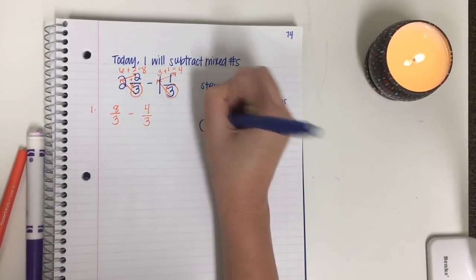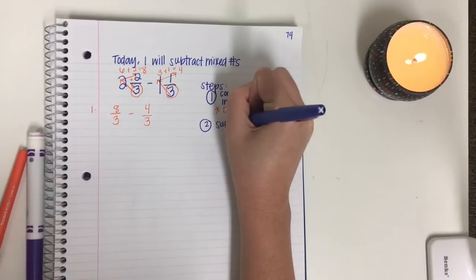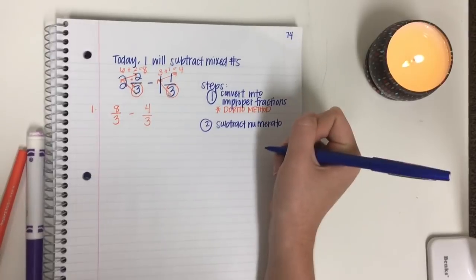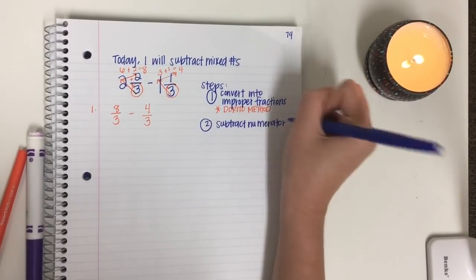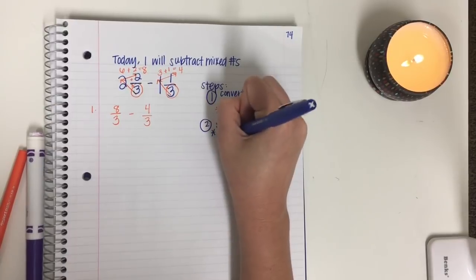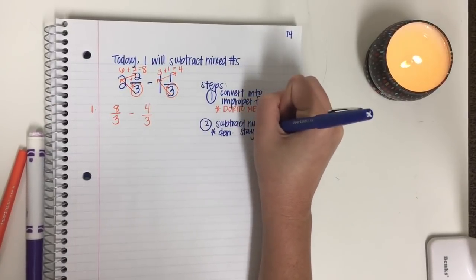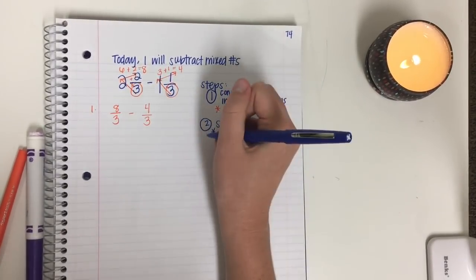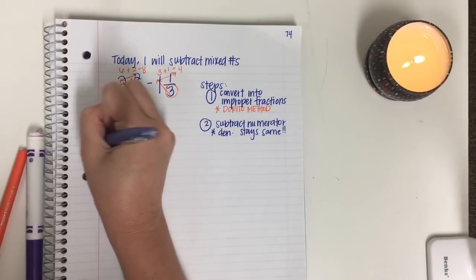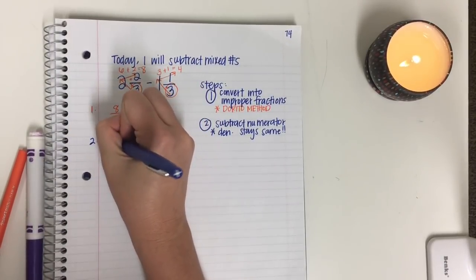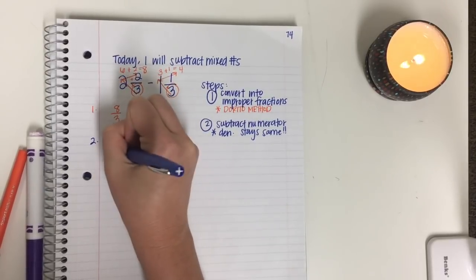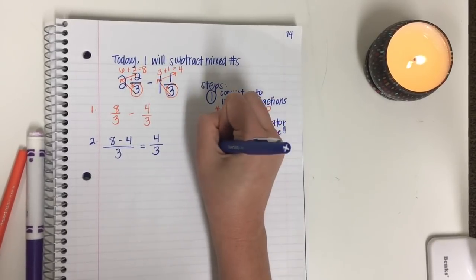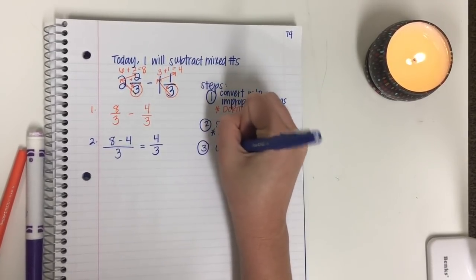Step 2. Subtract numerator. Does your denominator stay the same? Yes. Denominator stays the same. Okay? So let's do that. Step 2, subtract the numerator. So we can do 8 minus 4 over 3 because they have the same denominator. That gives us 4/3.